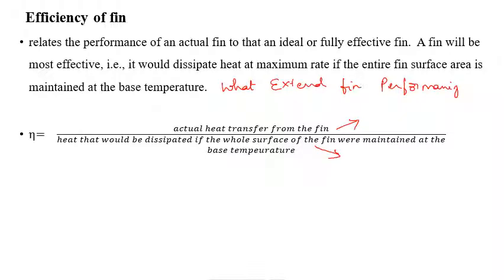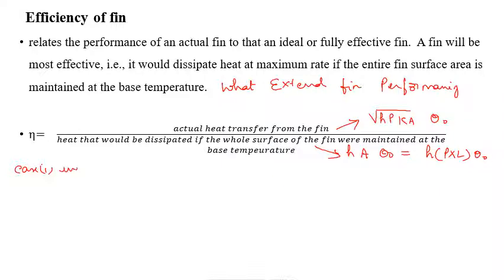So for eta, the actual heat transfer, which we have used many times, is square root of hPkA into theta naught, and the maximum is h times area into theta naught. If I replace the area with the perimeter and length, I can write this as h into perimeter into length into theta naught. So I have got two cases.